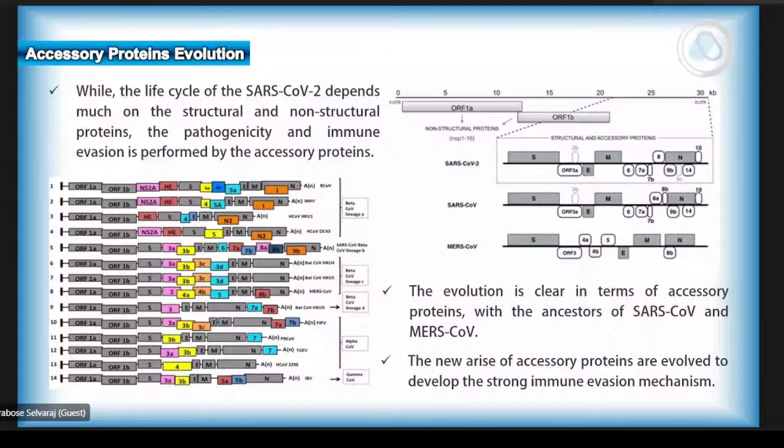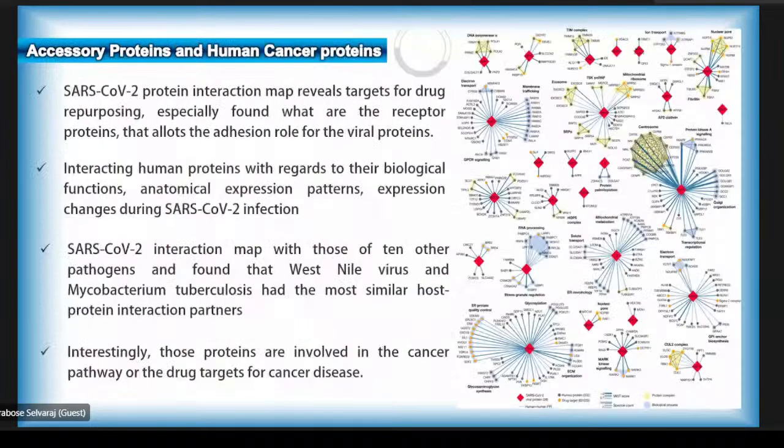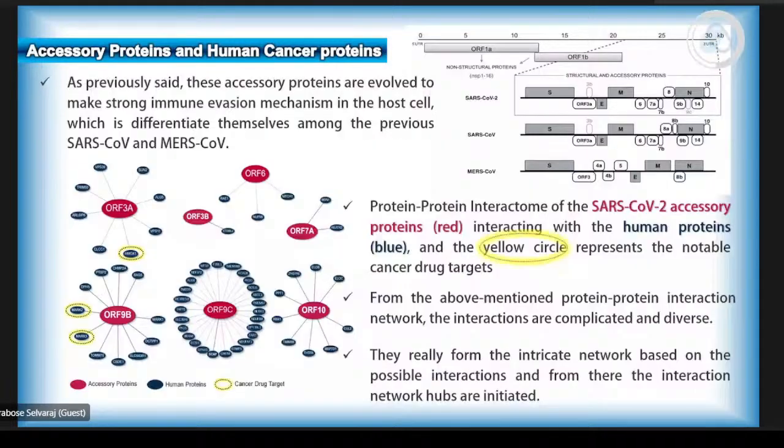This evolution is clear. It is from the ancestors of SARS-CoV and MERS-CoV, and these accessory proteins were also found. We checked the protein-protein interaction network mapping to find out which proteins are binding. Many network interactions were found for each and every protein of SARS-CoV-2. If you think about previous COVID protein interactions between normal humans and cancer patients, we found some proteins that we call cancer drug targets.